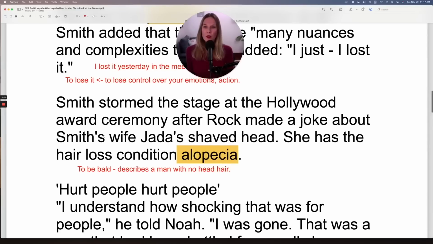Now, I want to point out these apostrophe S's. In this case, the apostrophe S is used to show possession. So, Smith's wife, the wife belongs to Smith, to Will Smith. And then they're saying her name, Jada. That's his wife's name, Jada. But the shaved head belongs to Jada. So that's why there's an apostrophe S. The shaved head belongs to Jada.